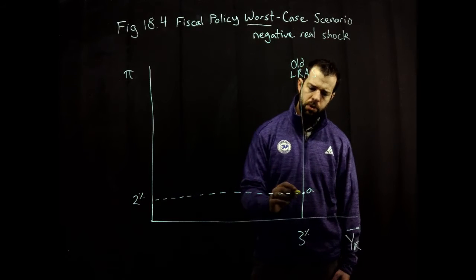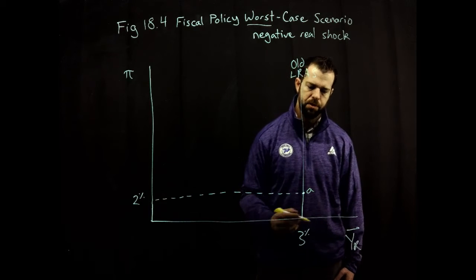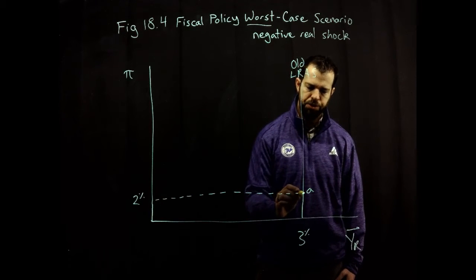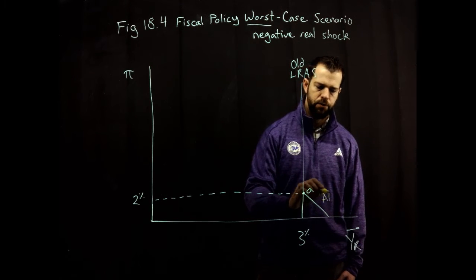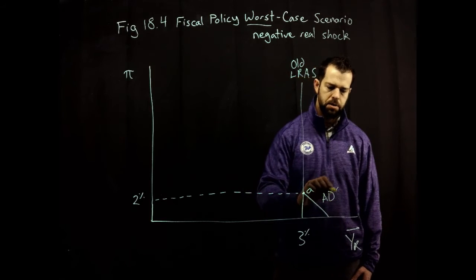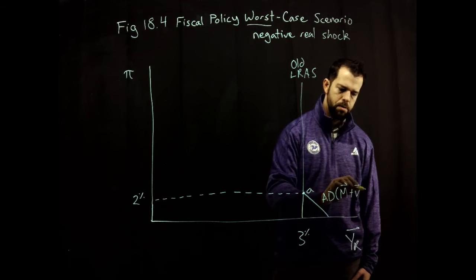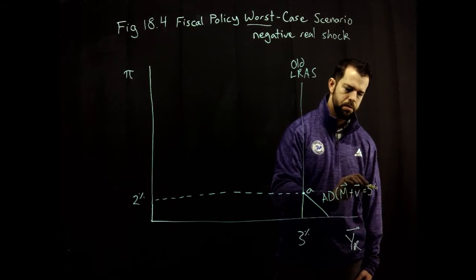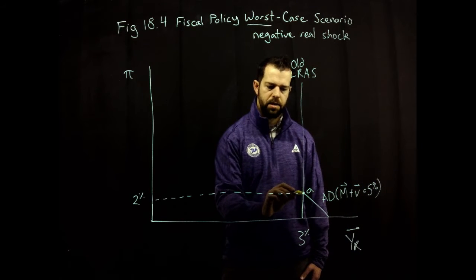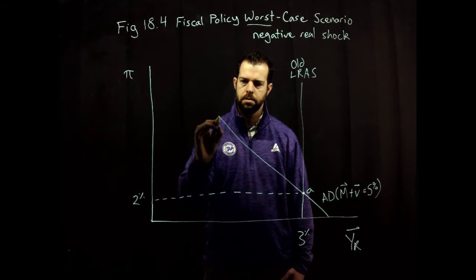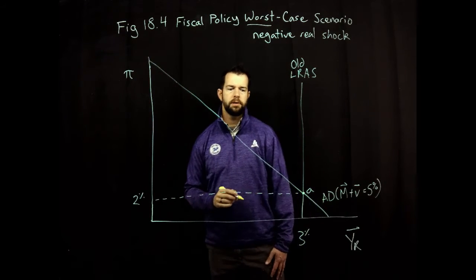Now, at this intersection, we got to make sure that the 2% inflation rate plus the 3% real GDP growth rate is associated with a spending growth rate of 5%. So our aggregate demand curve originally is 5%. All right, let's go ahead and extend that out. Okay, all right, we need one more thing.